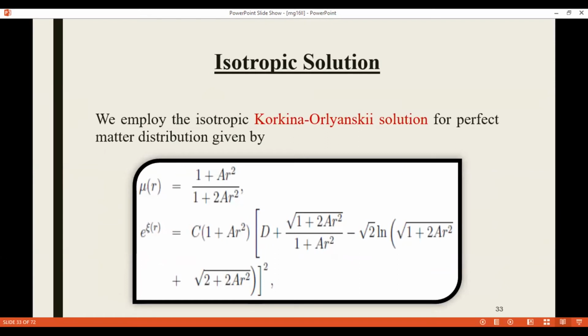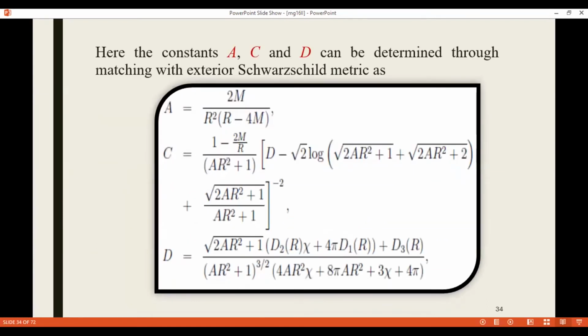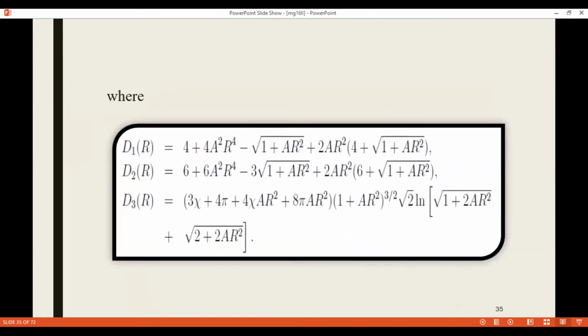Now we use a known solution, which is the Krori-Barua or Durgapal-Bannerji solution for perfect fluid distribution. In this technique, in fact, we choose a known isotropic solution. So this is the solution where A, C, and D are unknown constants, which can be found through the matching conditions. And we may match the interior static spherical symmetric space-time with the exterior Schwarzschild metric, and these can be found as, where D1, D2, D3 are given here.